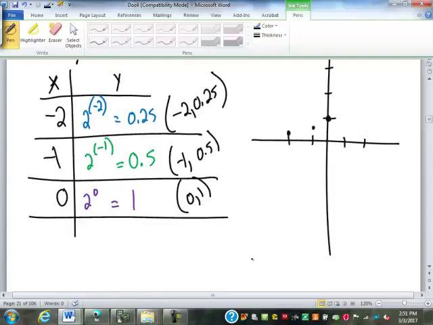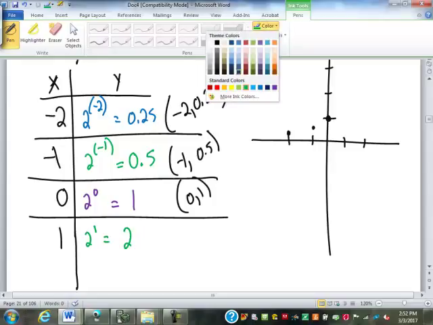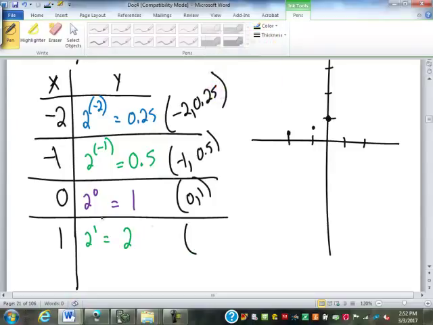So next, how about when x is 1? Y is going to be 2 to the power of 1, which is 2. Good. So when x is 1, y is 2. So x is 1, y is 2 is right there.